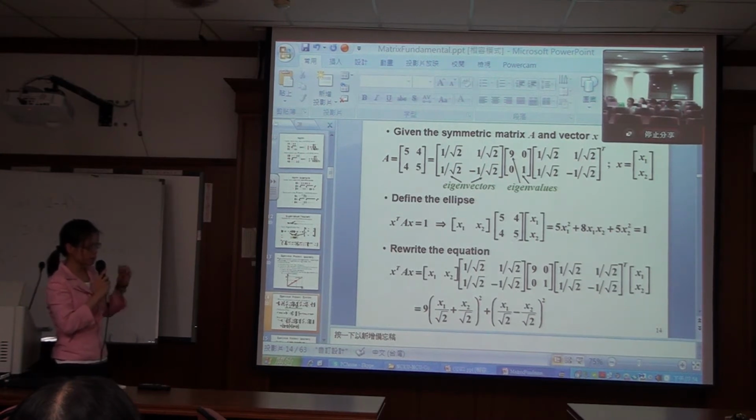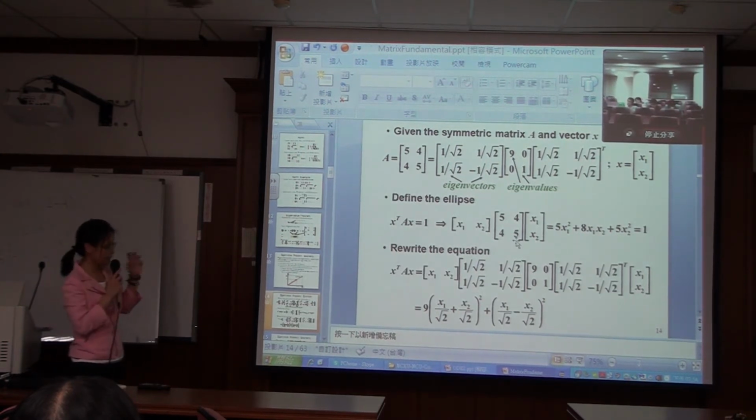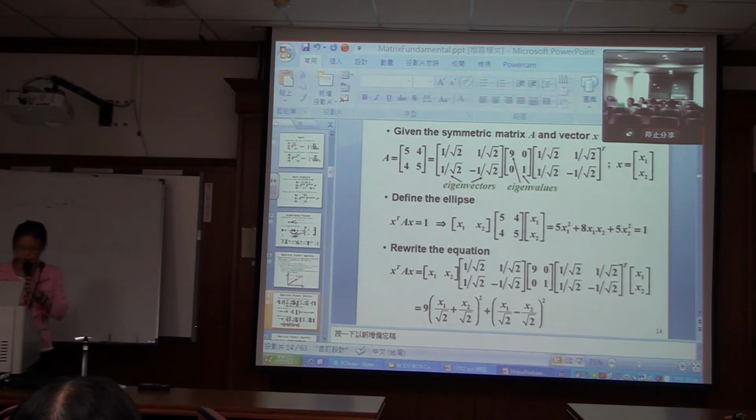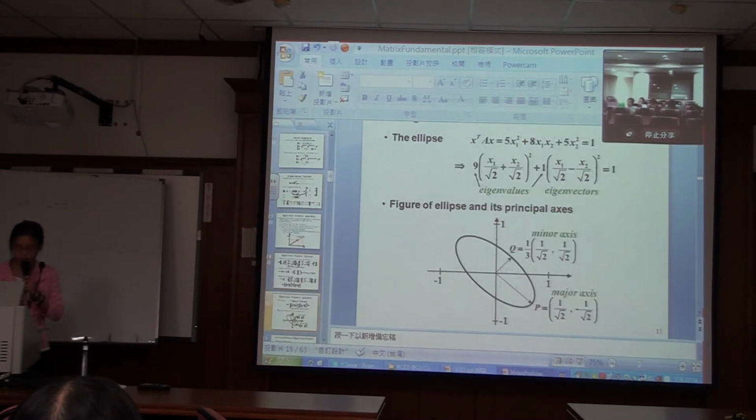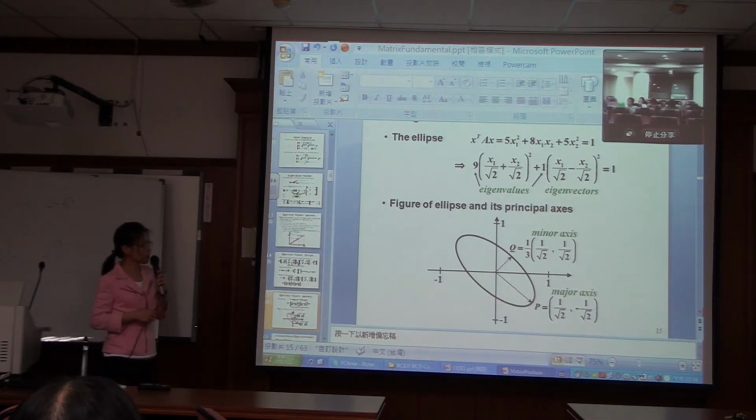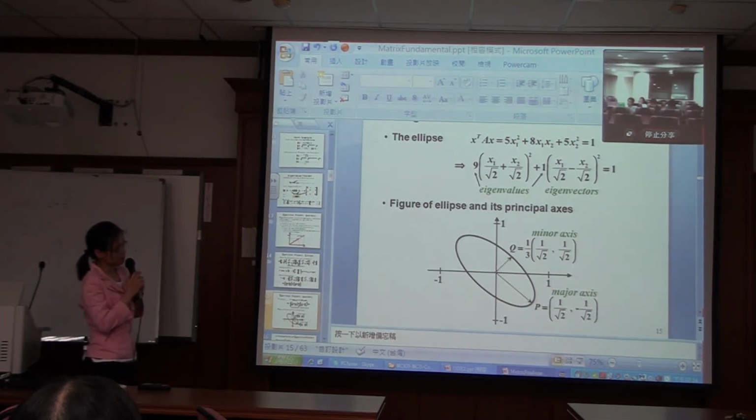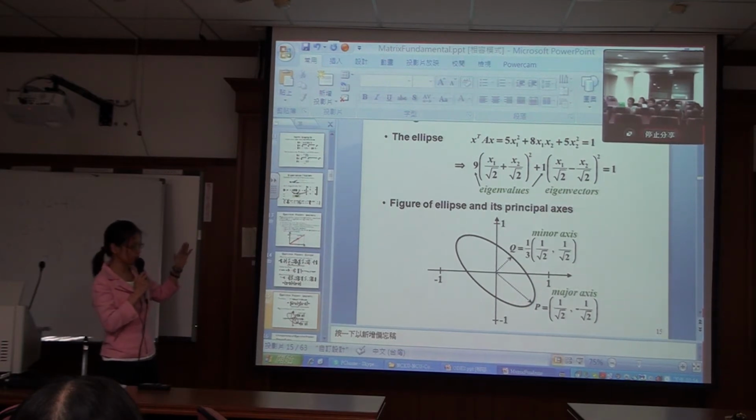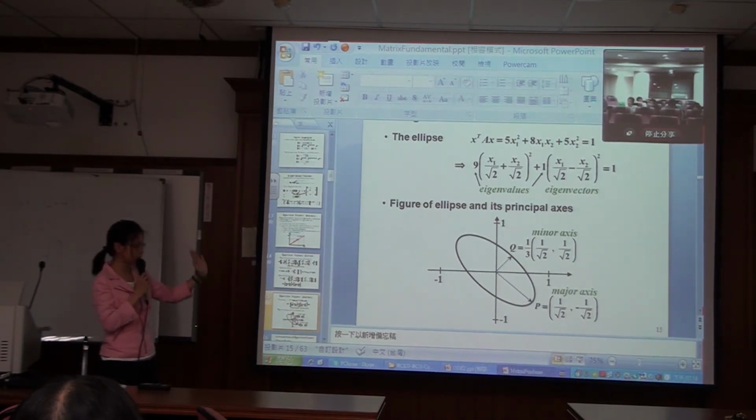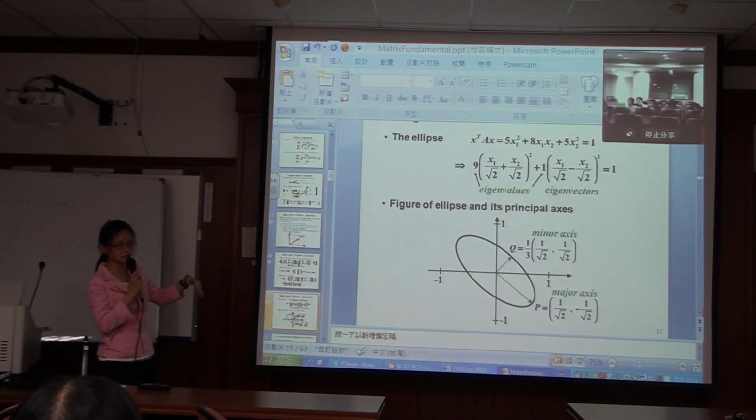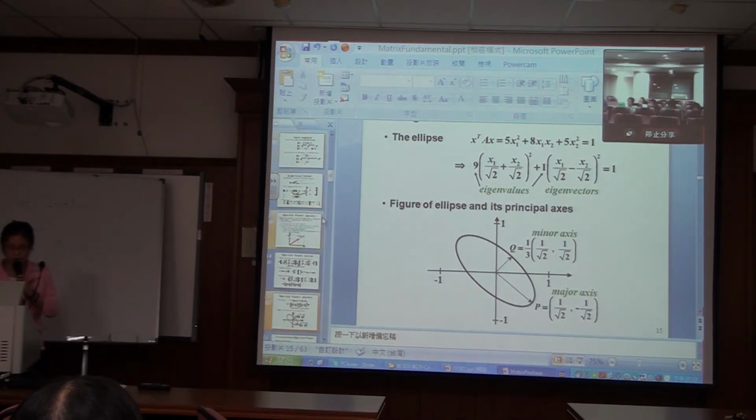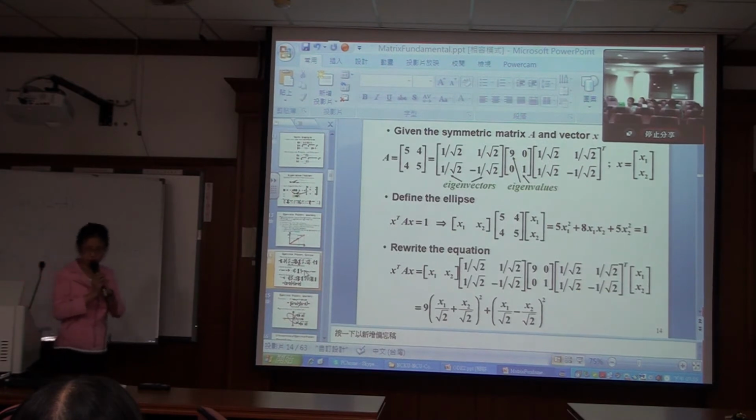So the best way is to do a matrix diagonalization to visualize the ellipse. Let me first show you this, and we will go back to that slide. The ellipse from that equation looks like this, and through diagonalization we can determine how it is tilted, and which side is the major axis and which is the minor axis. So let's go back and look at the equation and see how this figure was obtained.